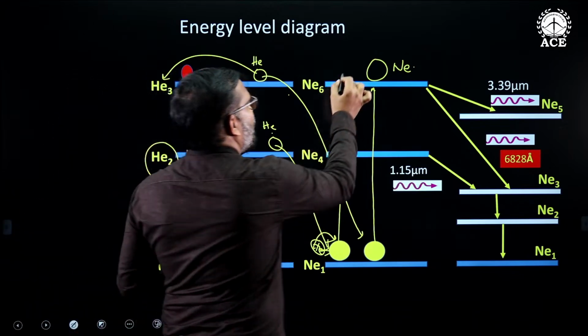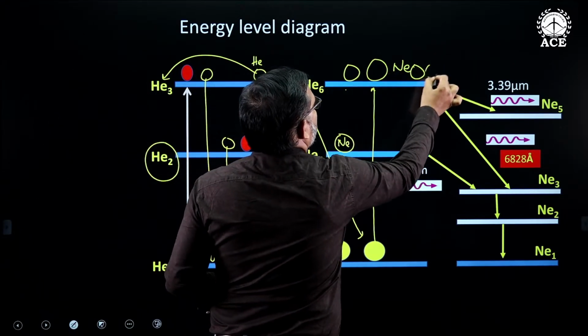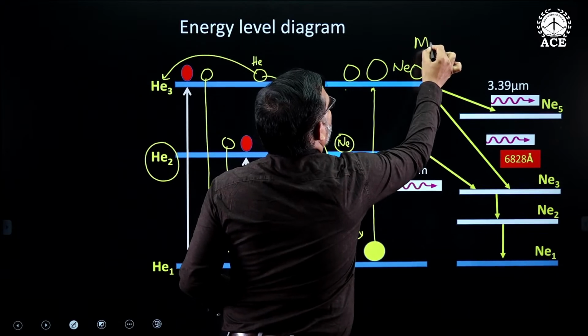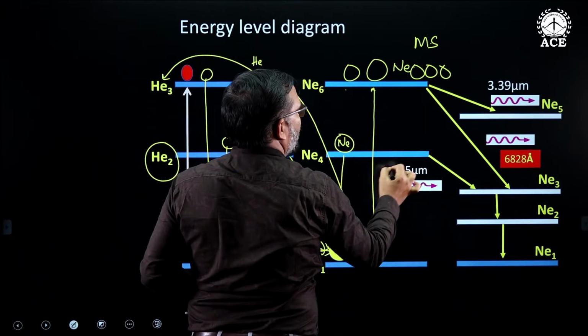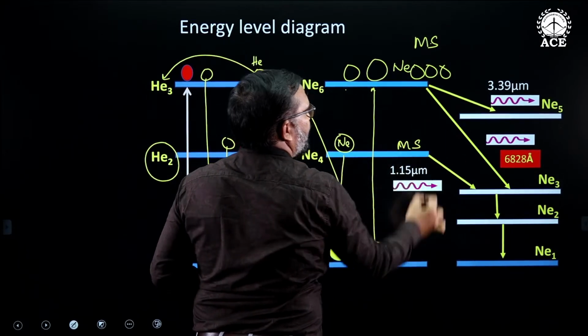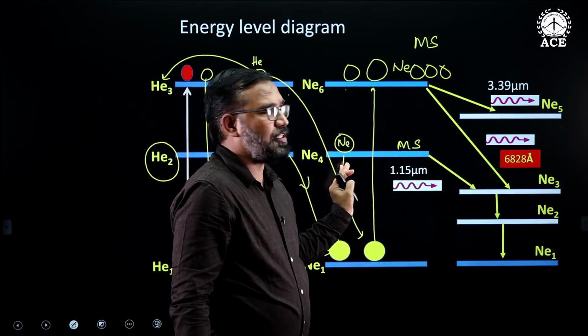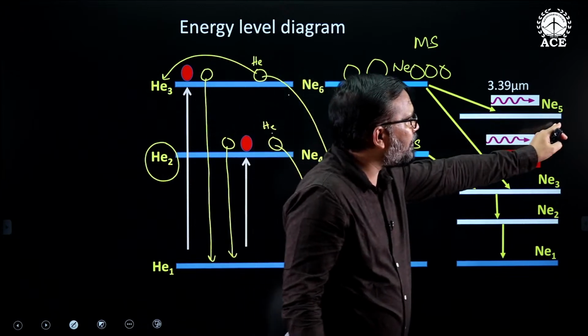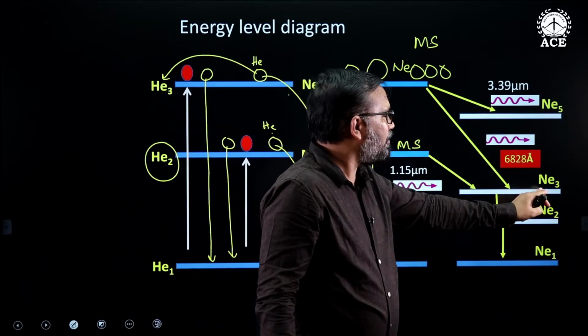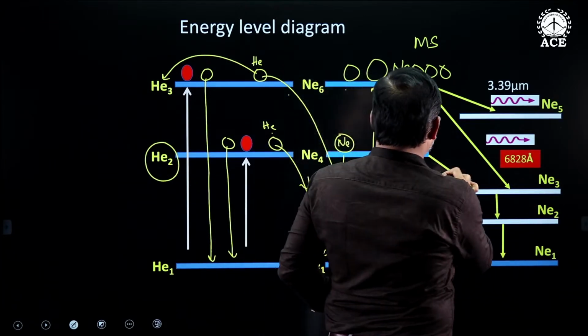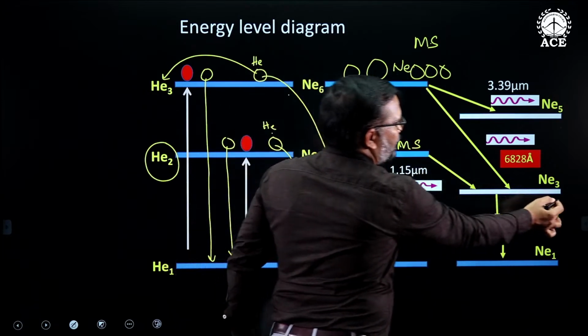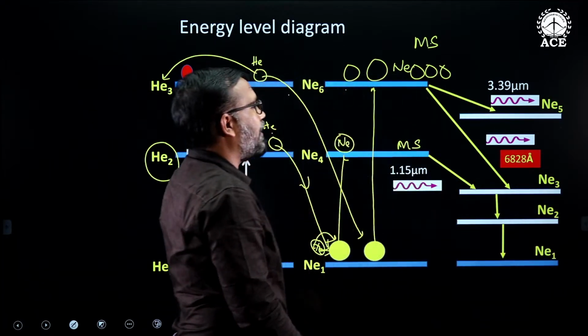Once we get more neon atoms in this state, this is called a metastable state. This is also a metastable state. So neon 6 and neon 4 are the metastable states. Now what do we have? Neon 5, next to neon 4. Next to neon 3, neon 2 and neon. Now see here what happened.